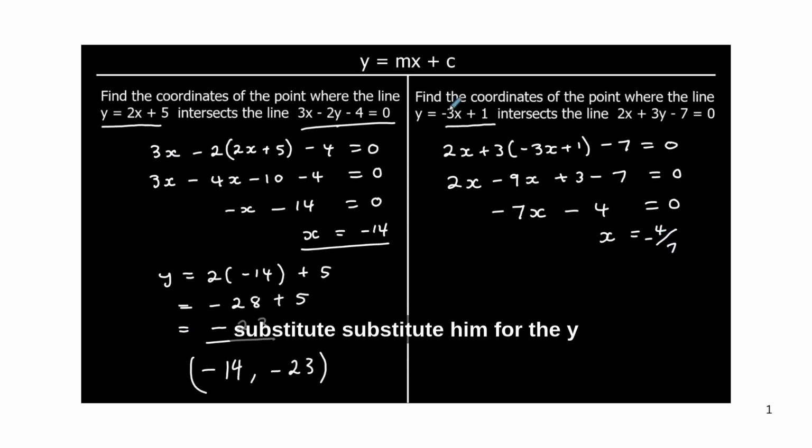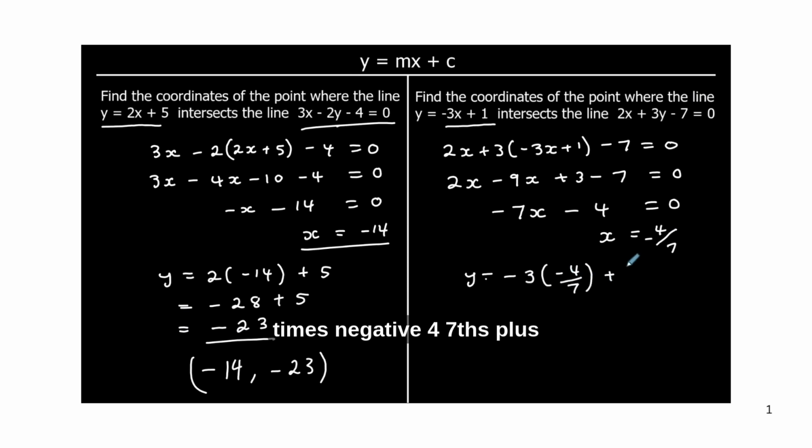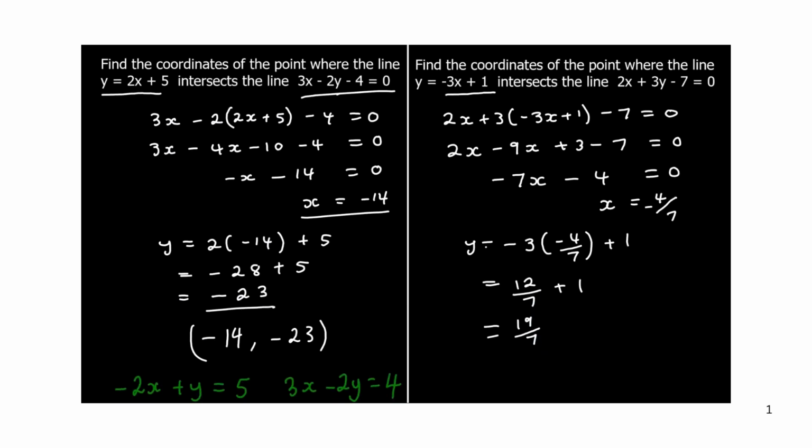And substitute in for the y. So we've got negative 3 times negative 4 sevenths plus 1. And negative times a negative is positive. We've got 12 sevenths plus 1. 12 sevenths plus 7 sevenths, I should have said, is 19 sevenths. So the coordinates are negative 4 over 7 and 19 over 7.